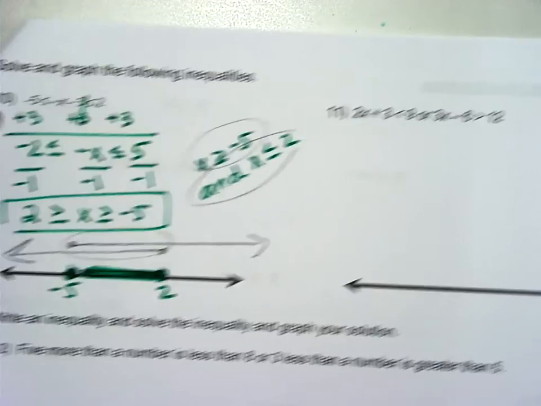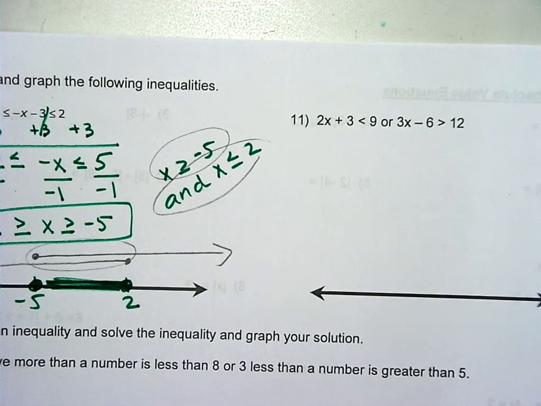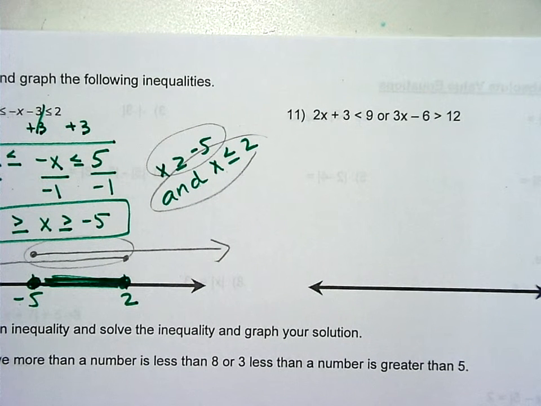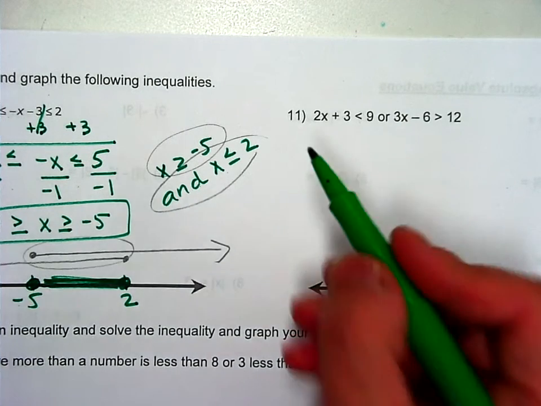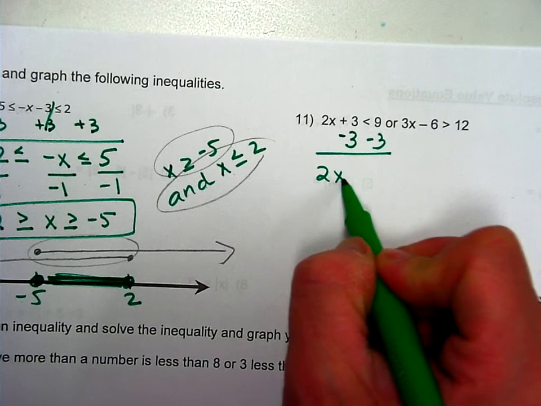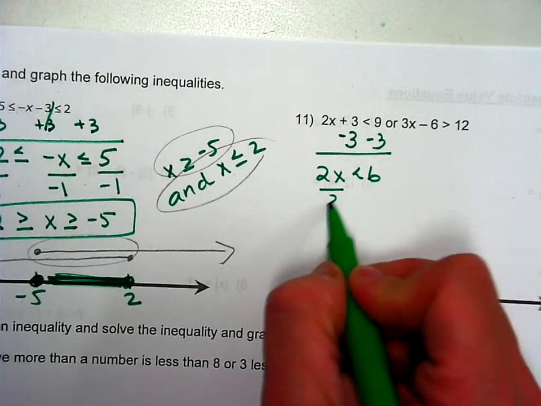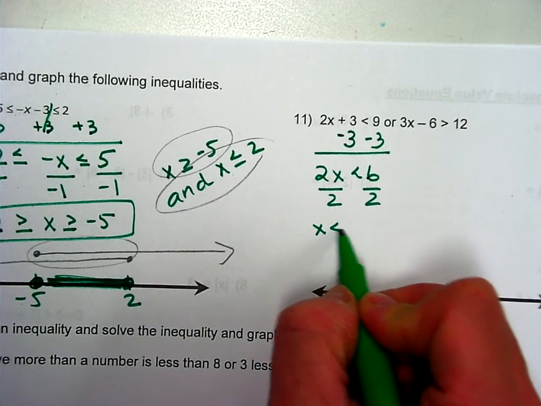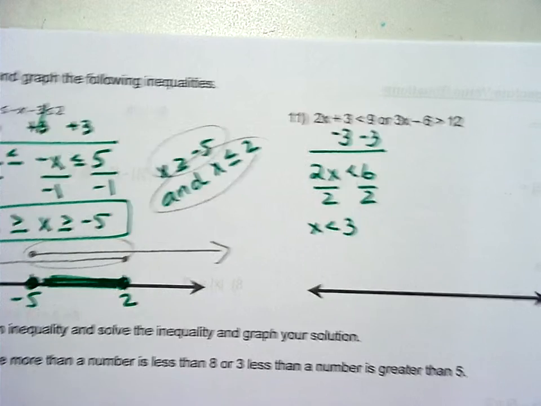Okay, now the next one is an or statement. So or statements are easy, you just keep them separate, so you're just going to think of it as two separate problems. So I'm going to go ahead and do this one first. Minus 3, 2x is less than 6. I have to divide by 2. I do not flip because I am not dividing by a negative. So there's the first one.